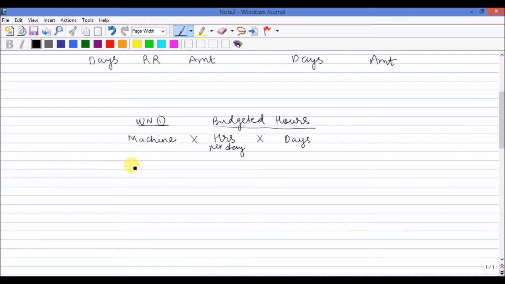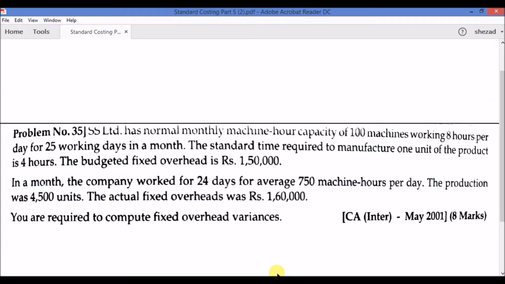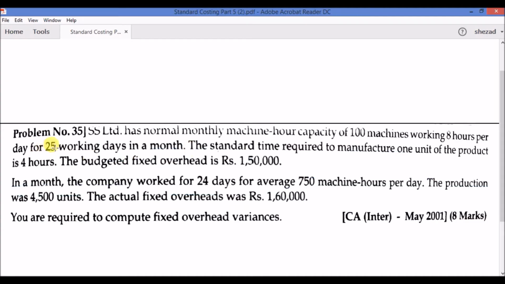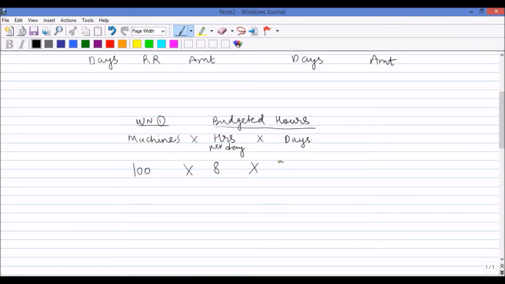Okay, so there are 100 machines and per day they are working 8 hours per day. And for how many days are they working? They are working for 25 days. So this is going to give me the budgeted hours. So 100 into 8 into 25 is 20,000. So 20,000 hours are the budgeted hours.